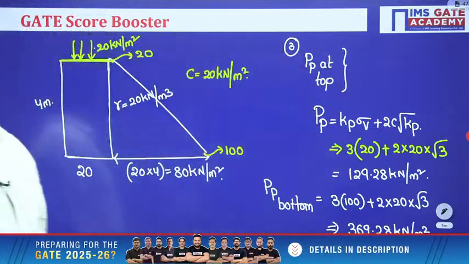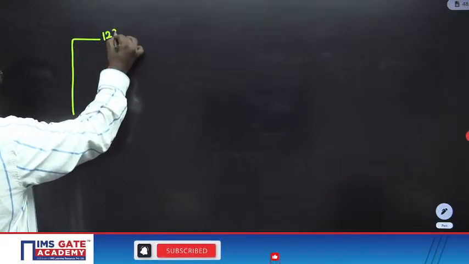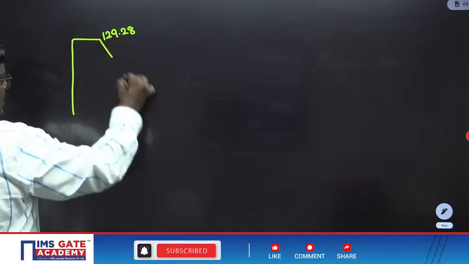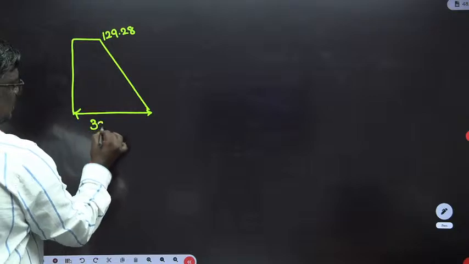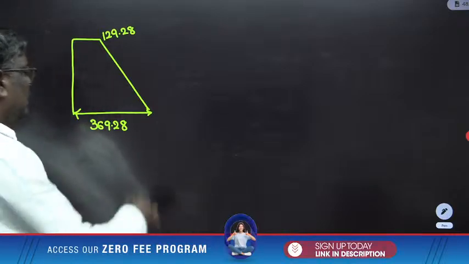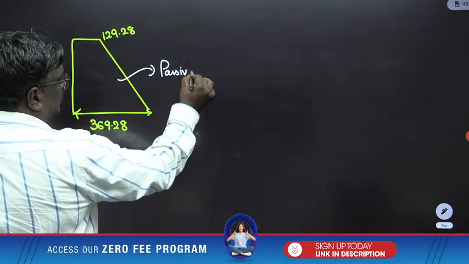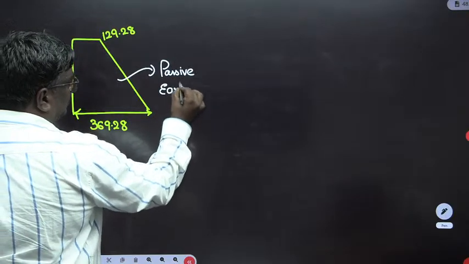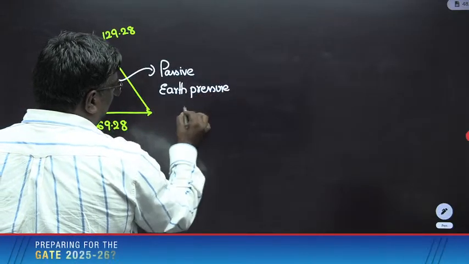Okay, I hope you are following, students. Now see, students, the pressure at top is how much, sir? 129.28. The pressure at bottom is how much, sir? 369.28. Okay, remember, this is the passive earth pressure diagram. This is passive earth pressure.